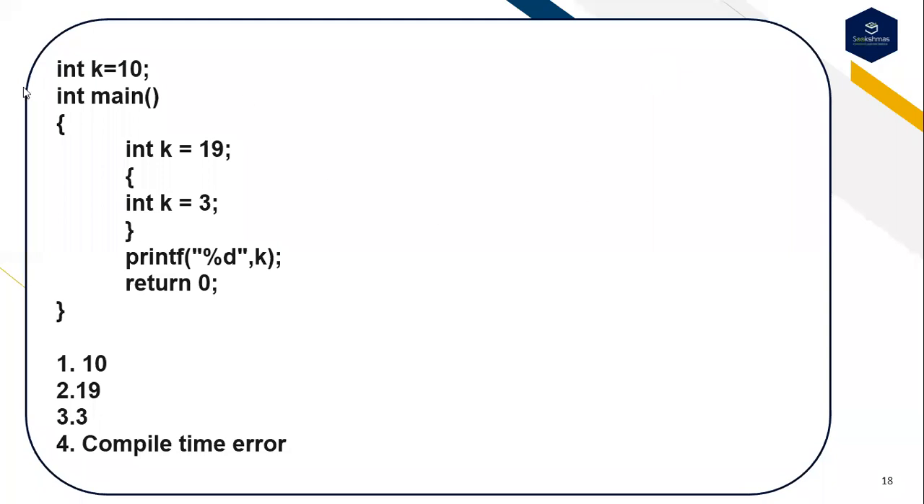This is the fifth question. int k = 10, global variable. int main, int k = 19, function scope of the variable. int k = 3, local scope of the variable, and printf, trying to display the value of k. These are the following options: first option is 10, second one is 19, third one is 3 will be displayed, and fourth option is compile time error.